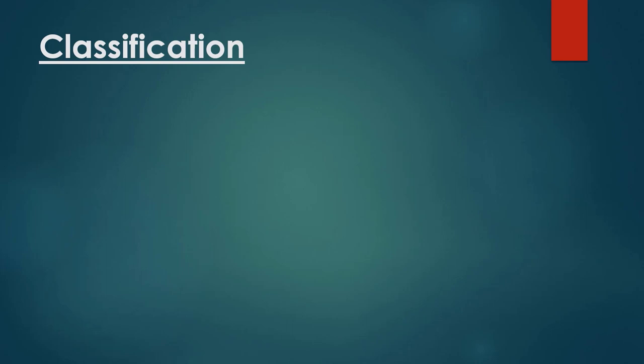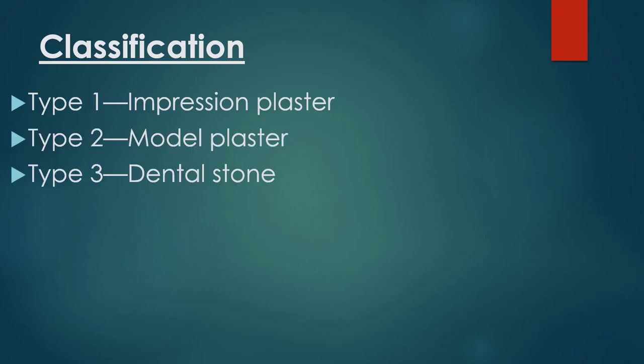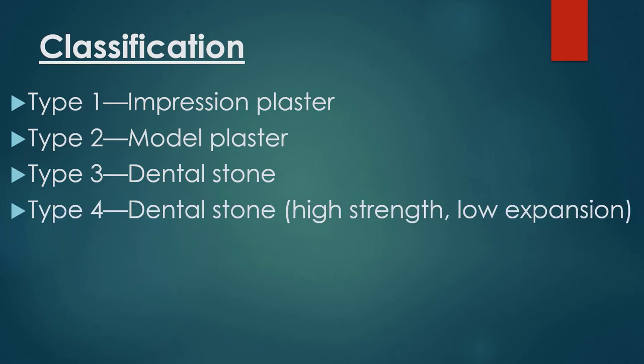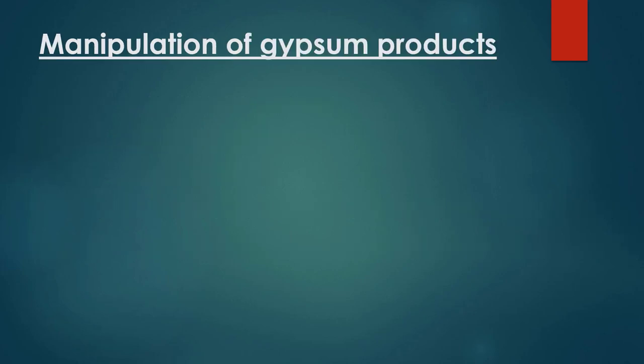According to the American Dental Association specification number 25, gypsum products can be classified into 5 basic types, which are type 1 impression plaster, type 2 model plaster, type 3 dental stone, type 4 dental stone high strength low expansion, type 5 dental stone high strength and high expansion. We'll be talking about the uses in dentistry in later parts of the video.